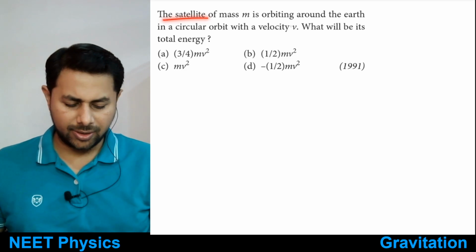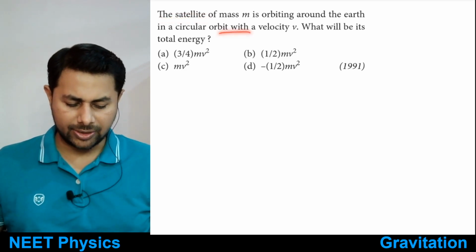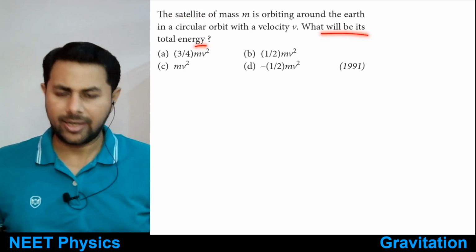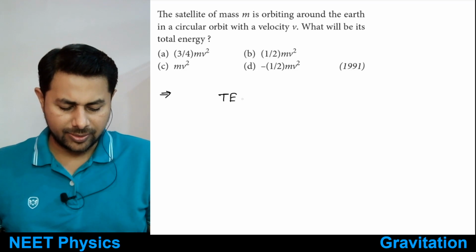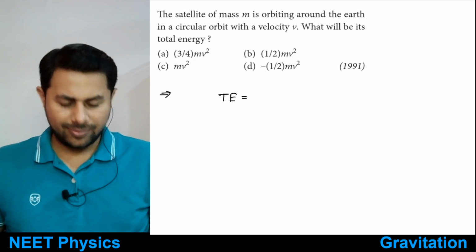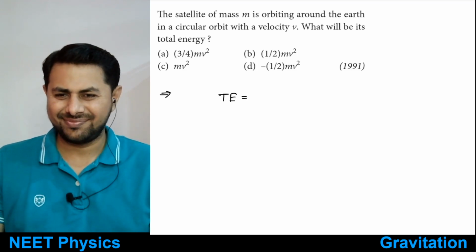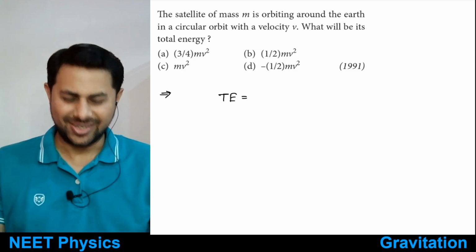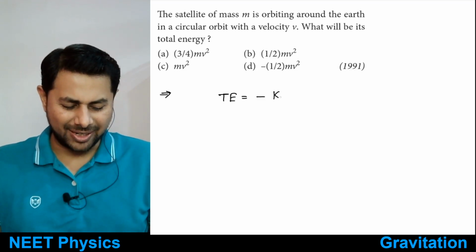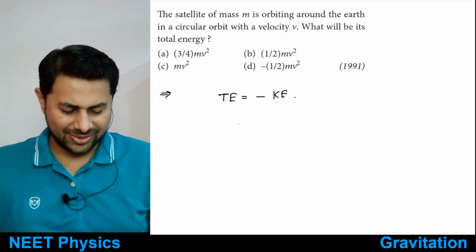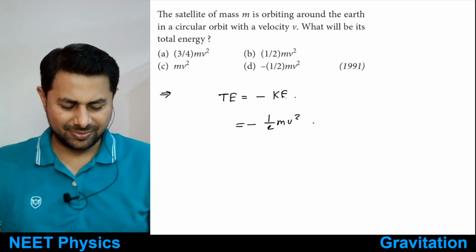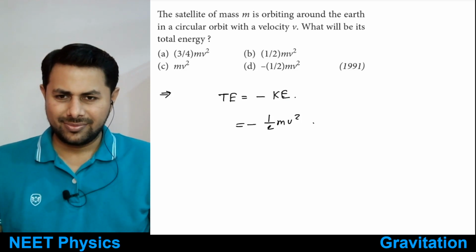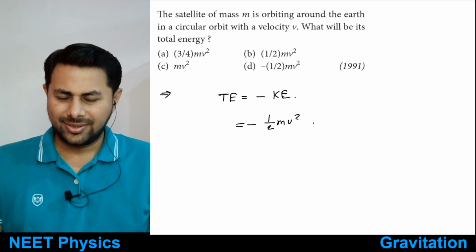The satellite of mass m is orbiting around the Earth in circular orbit with velocity v. What will be its total energy? So remember, total energy is always... tell me, option D. Yeah, very good. Total energy is negative of kinetic energy. So that is minus half of m v square. This one is clear.